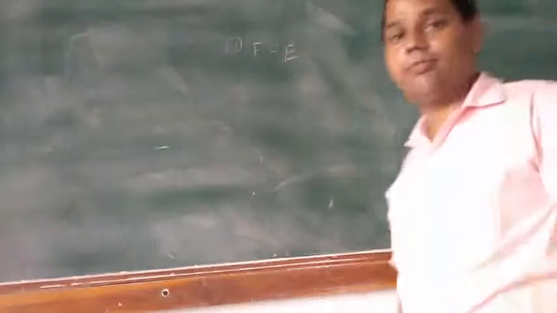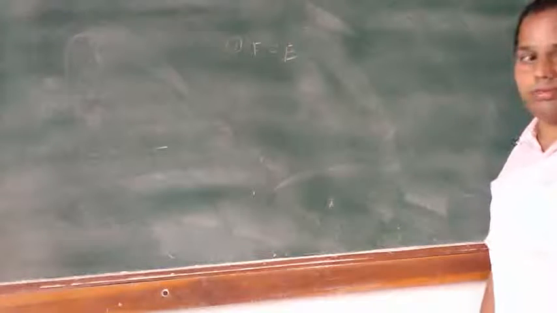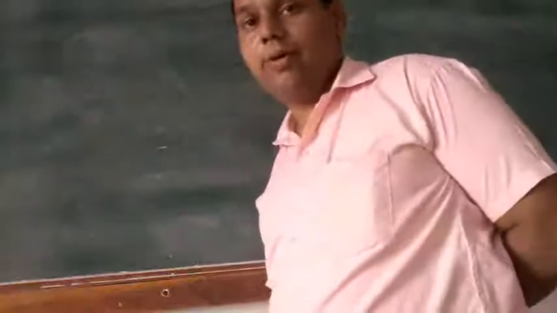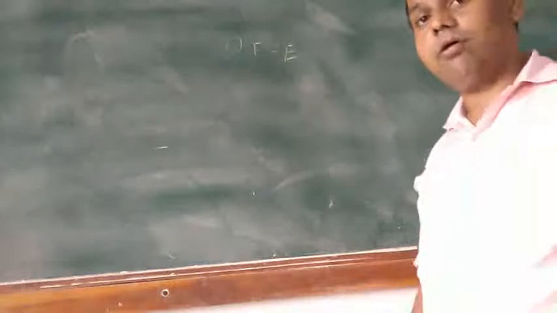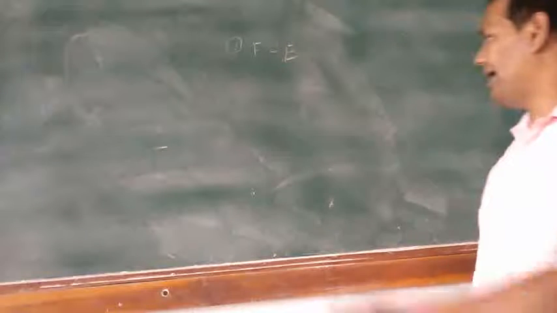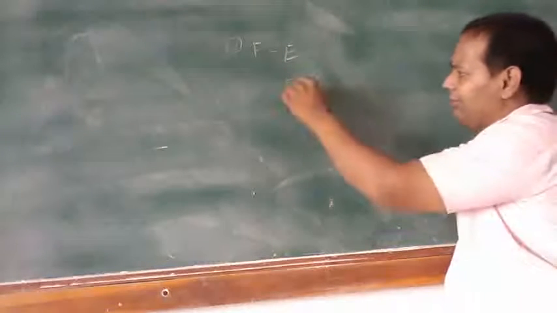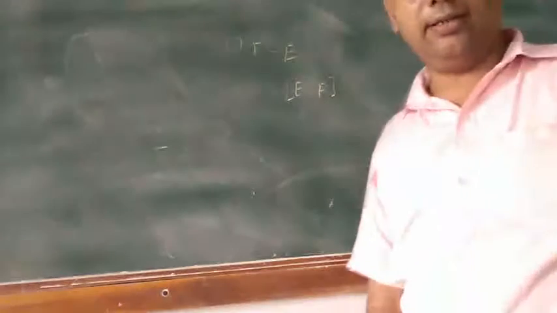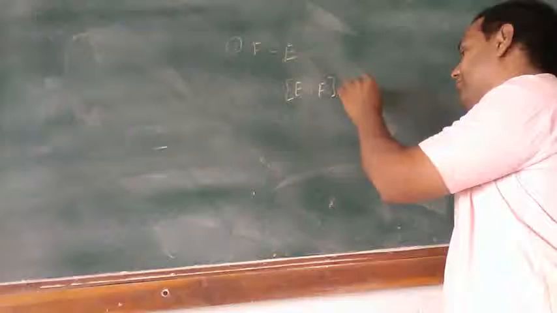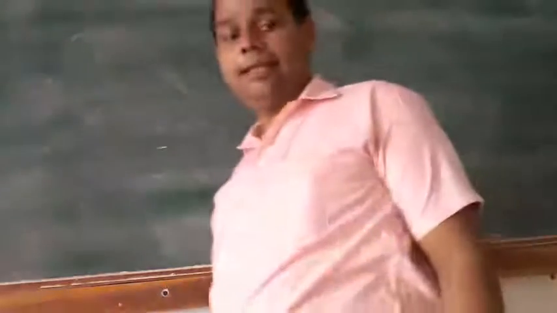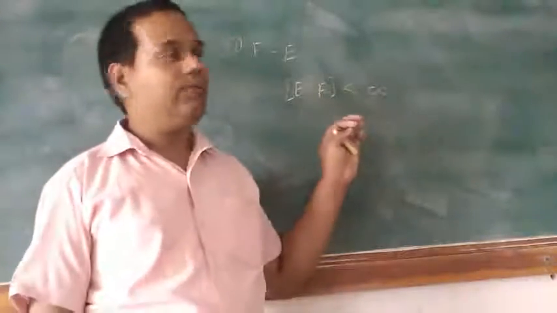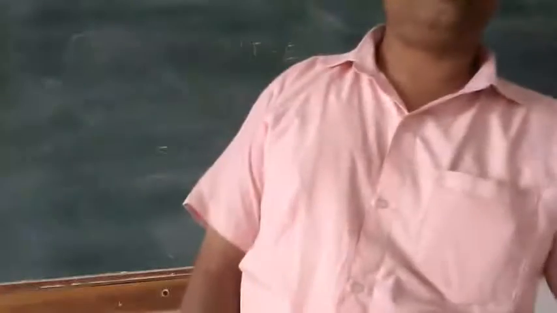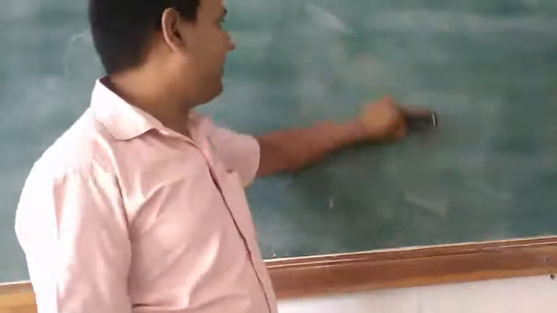Next one, degree of extension. If E is an extension of F, then the dimension of the vector space E over F is called the degree of E over F, and denoted by [E:F]. If [E:F] is less than infinity, then E is called a finite extension of F. Otherwise, it is an infinite extension.